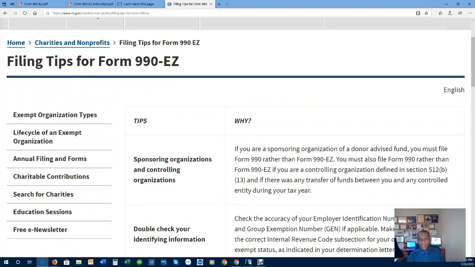Sponsoring organization and controlling organization. Basically, if you are a sponsoring organization of a donor advised fund, you must file Form 990 rather than Form 990 Easy. Or you must also file Form 990 rather than Form 990 Easy if you are a non-controlling organization defined in Section 512(b)(13), and if there was any transfer of funds between you and any controlled entity during your tax year as well.